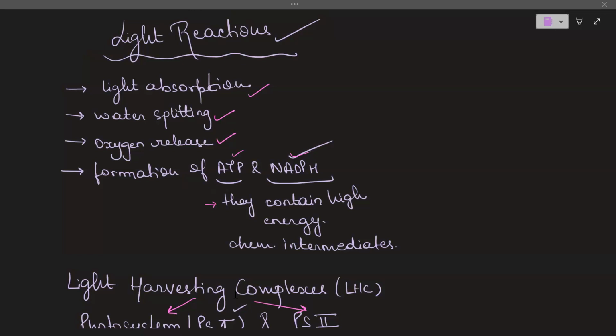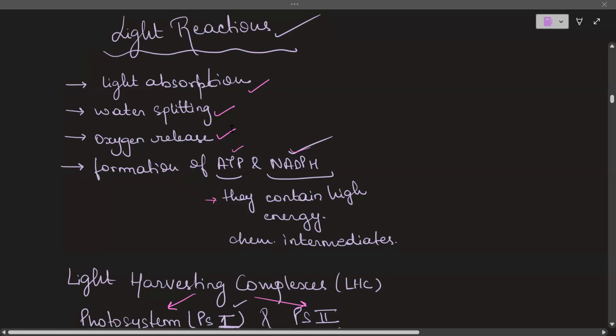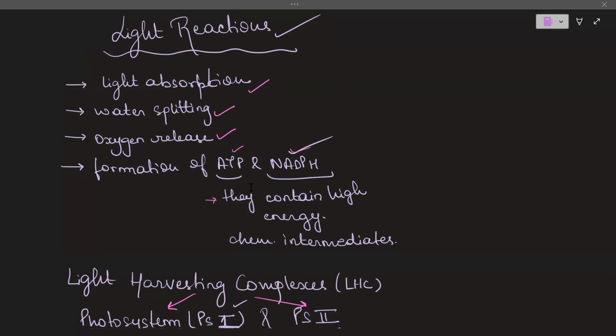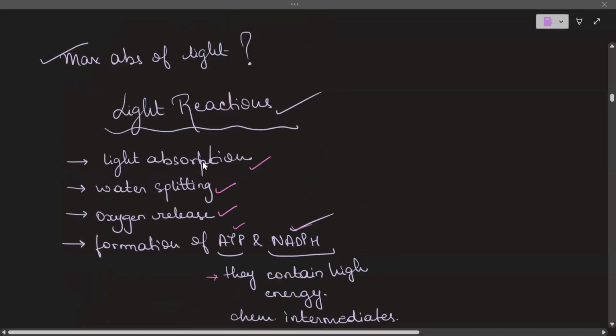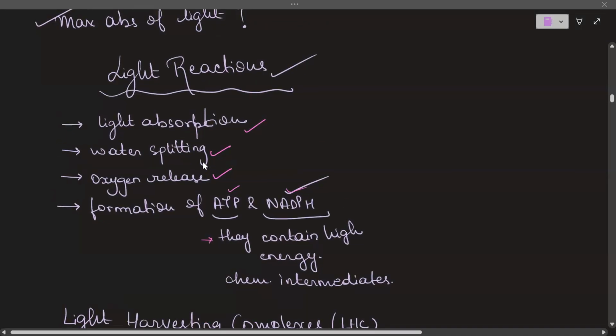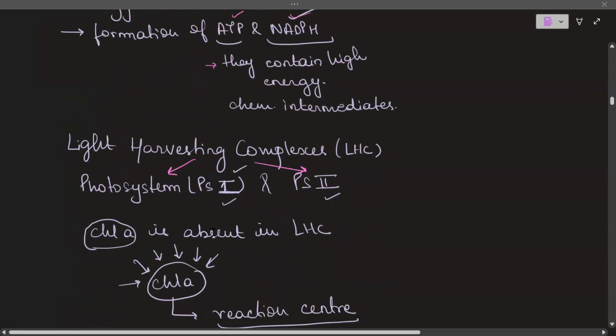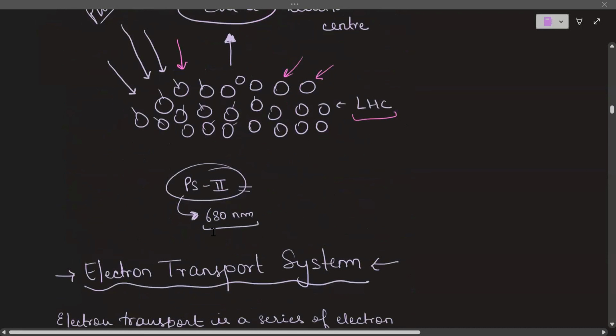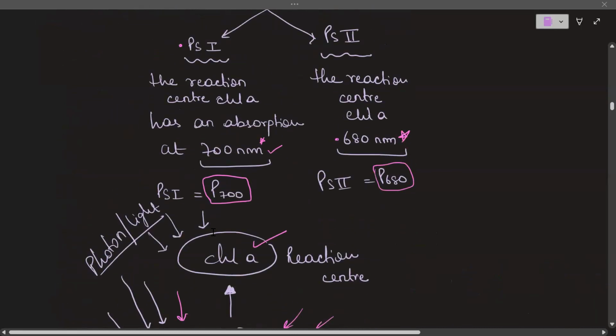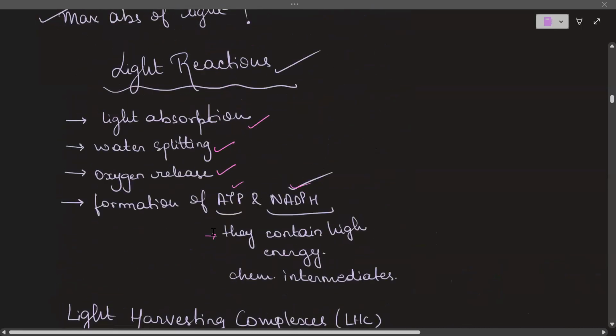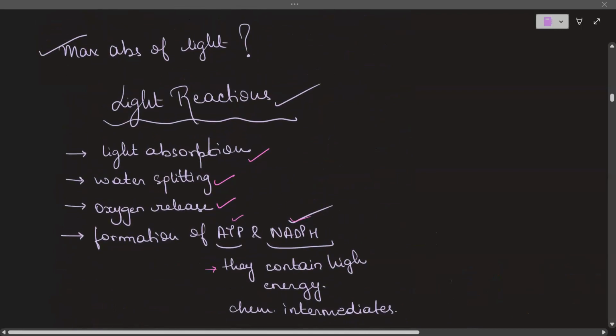Then when the water molecule splits, the oxygen molecule is released. And at the end, the ATP, that is adenosine triphosphate, and NADPH, both of them chemical energy intermediates, are also formed. So all in all, if you see the light reaction in a sum total way, these things happen. Now, in the next class, we'll be talking about how there is a proper harvesting system and all of those things. But first, you people note down till here.